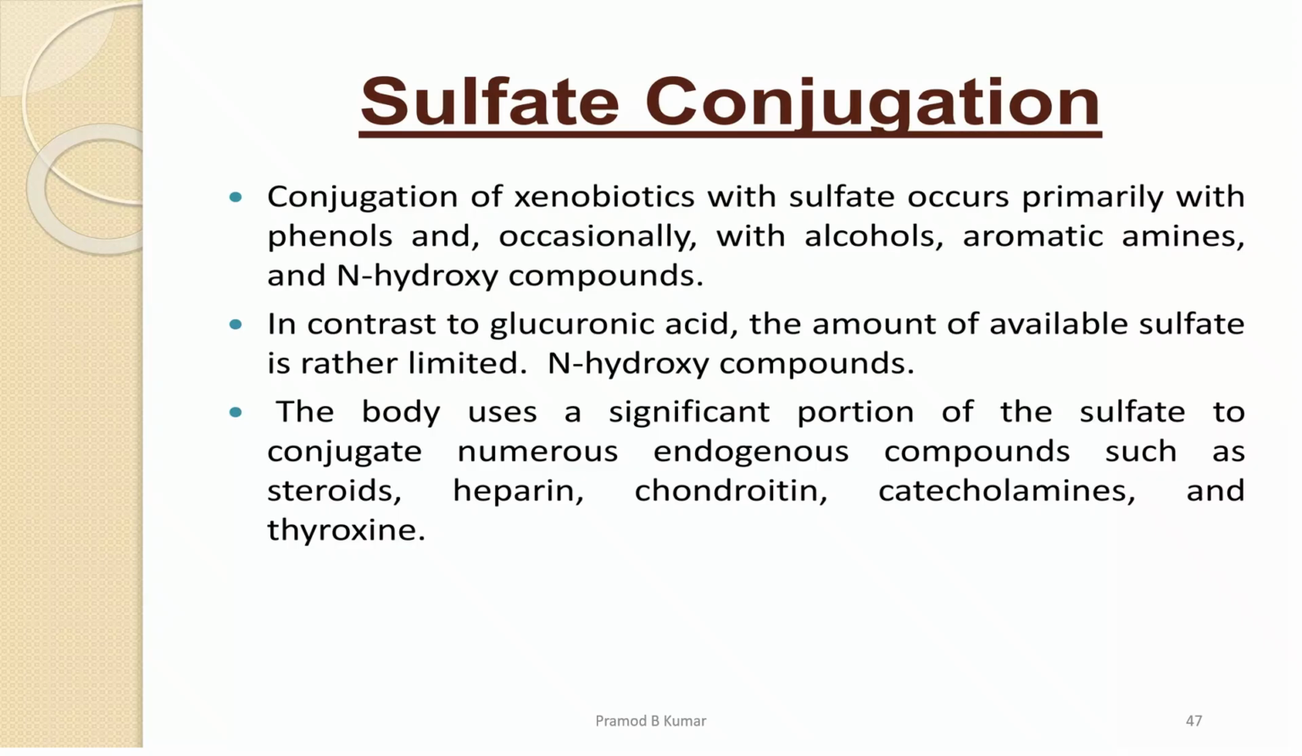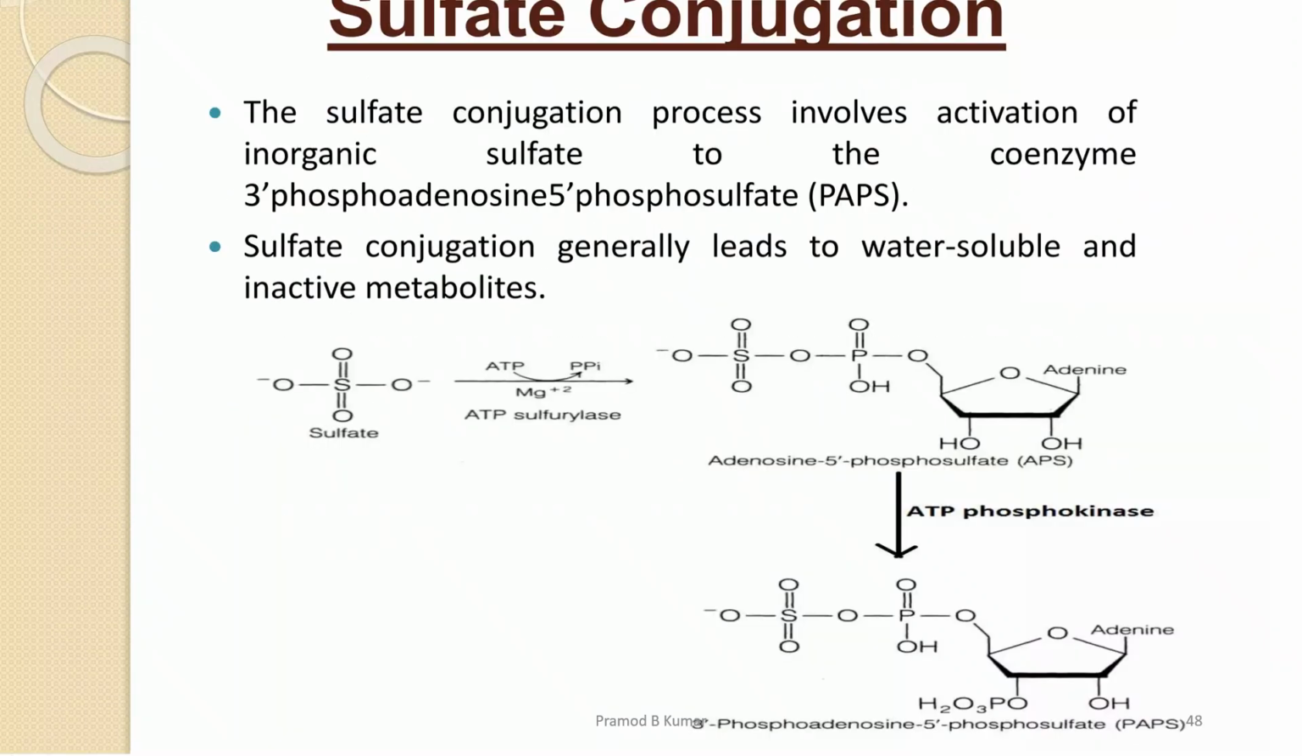Next is sulfate. Sulfate conjugation is primarily used for the excretion of phenols, occasionally alcohols, amines, and hydroxylamines. In contrast to glucuronide, the amount of available sulfate is rather limited. Mostly hydroxyl compounds are prone to sulfate conjugation. The body uses a significant portion of sulfate to conjugate numerous endogenous substances like steroids, heparin, chondroitin, catecholamines, and thyroxine.